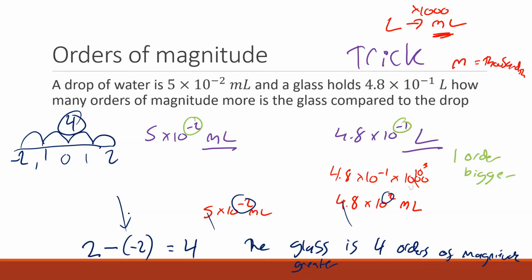Now, could you instead have converted the milliliters to liters? And the answer is yes, you could. If you converted the milliliters to liters, that would turn this one here into 5 × 10⁻⁵ liters. And so yes, negative 5 to negative 1 is still 4. So that's how you would convert that one.